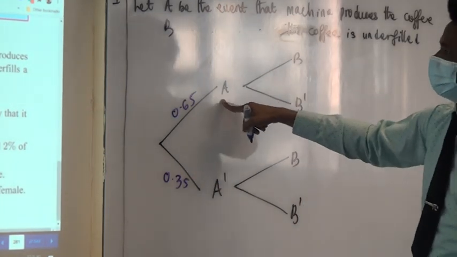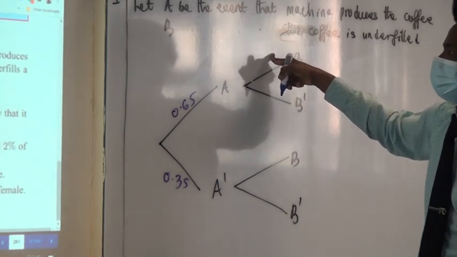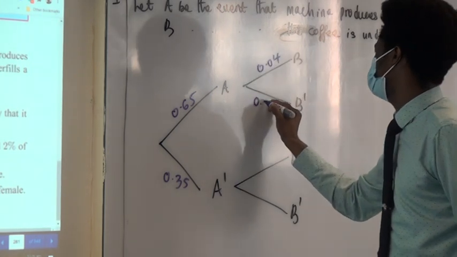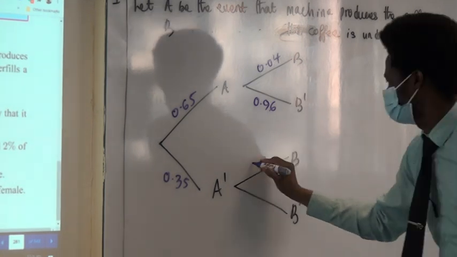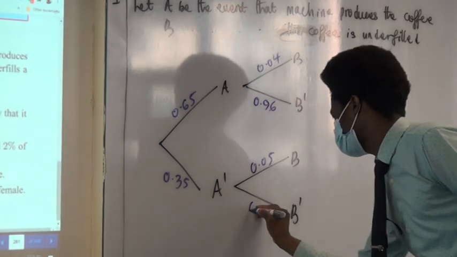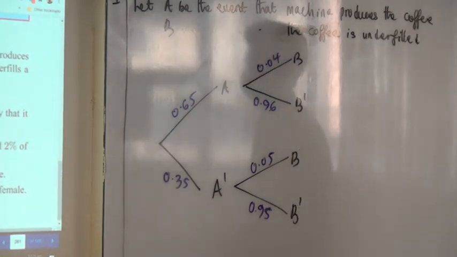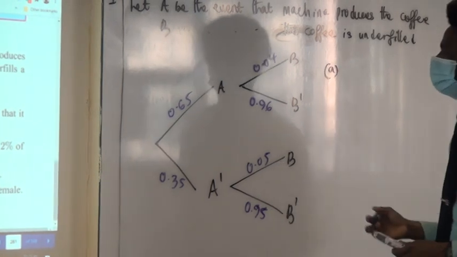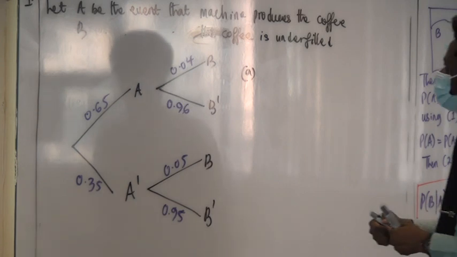If machine A produces it, and it is underfilled, A underfilled how many times? 0.04, then it does not, 0.96. B underfilled, it does not. Okay, so the questions, the first one: a cup is chosen at random, find the probability that it is underfilled.